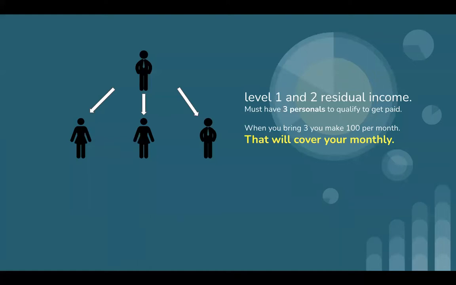Now, you have to have 3 people to qualify. 3 people to qualify to get paid. But here's what we're doing. On the fast start bonus, when you get 1, you get your $30.